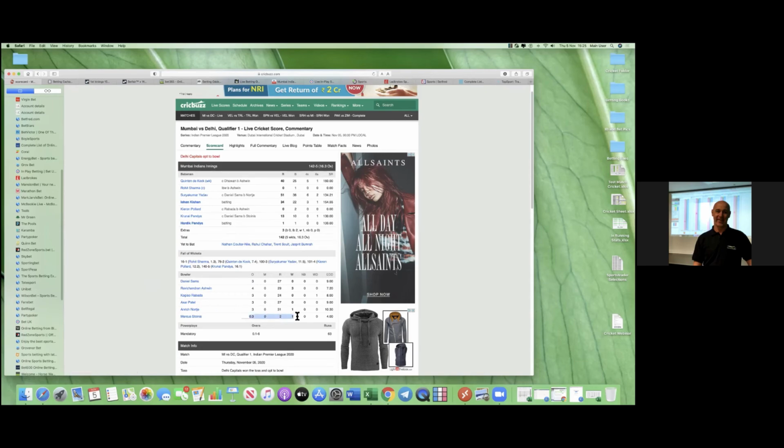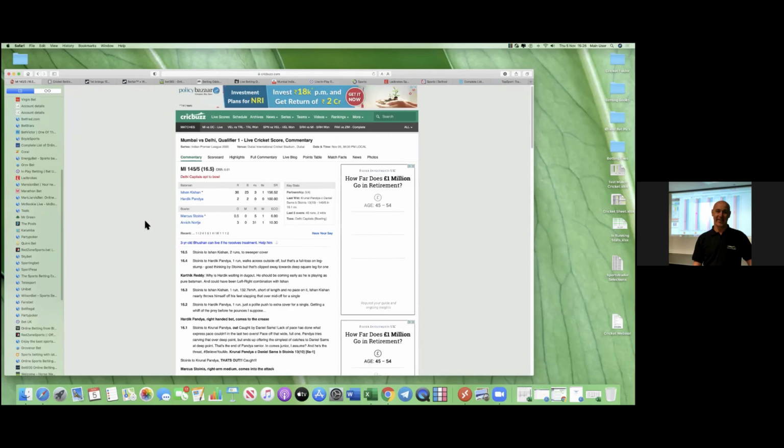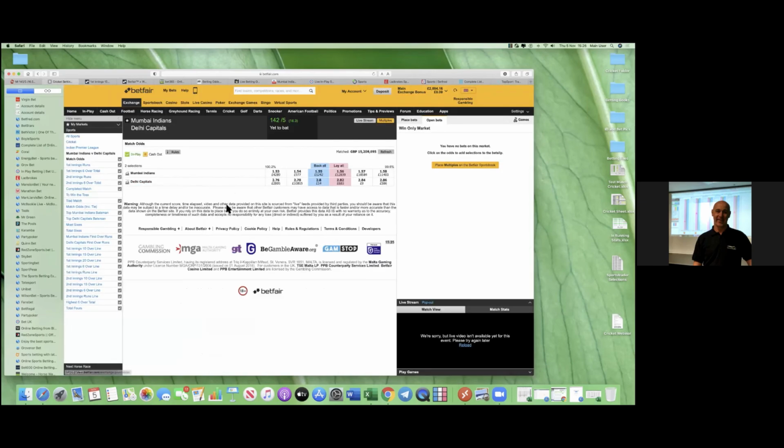We'll find out now. So that's 145 off 16.5. Yeah, there's 3 overs. 5 runs off this over. This has been a great over for Delhi, but the price hasn't reflected that. They went from 330 something down to 280 for the wicket. And then despite just scoring 5 off this over, the price has stayed at 280. So the market's backing a Mumbai onslaught here.